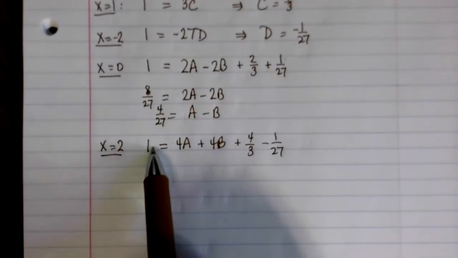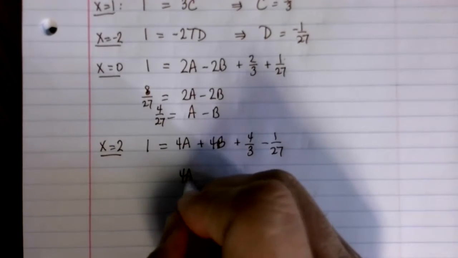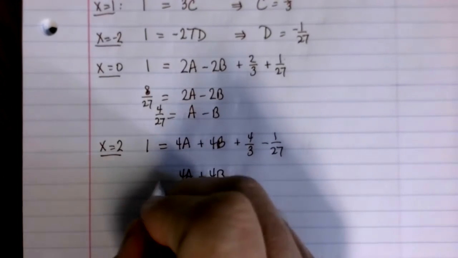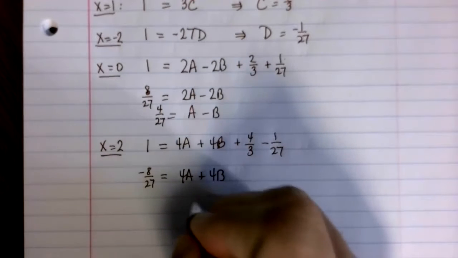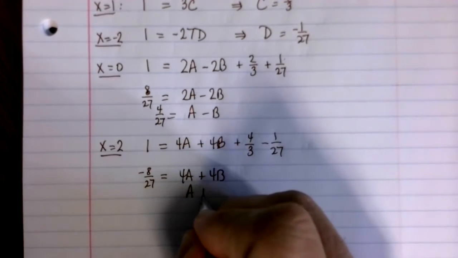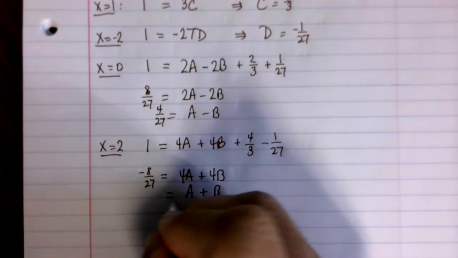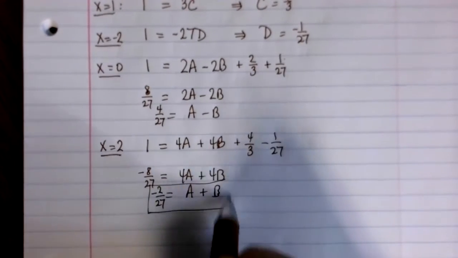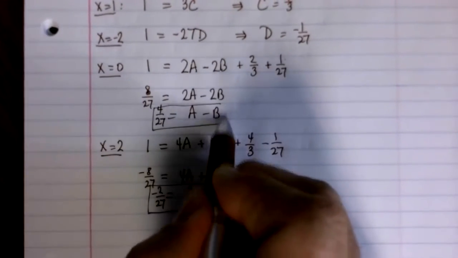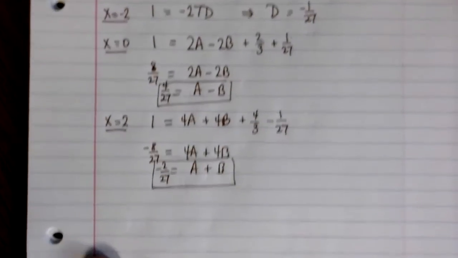So bringing the constants over, I get that 4A plus 4B is equal to -8 over 27. And then dividing by 4, we get A plus B is equal to -2 over 27. So here I have my 2 equations and 2 unknowns for my A and B.